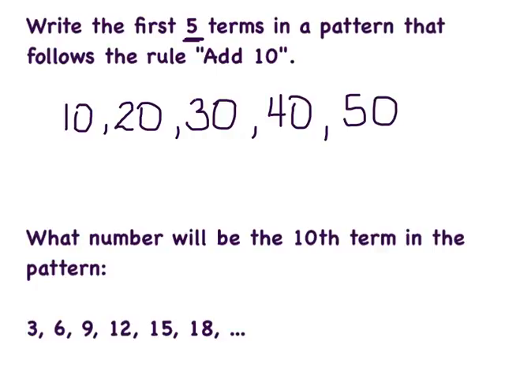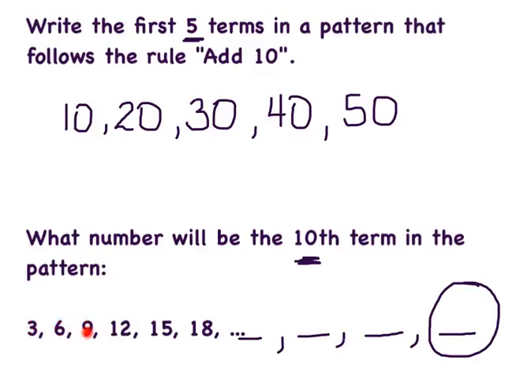The next one says, what number will be the 10th term in the pattern? Well, so far I have 1, 2, 3, 4, 5, 6. I'm at the 6th term, and it was the 10th. So 6, and I would have 7, 8, 9, 10. So I'm looking for this one. So let's see what we're doing with our numbers. Well, I'm going from 3 to 6 to 9. I'm going up, so I'm either adding or multiplying.